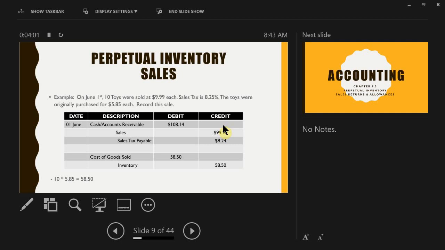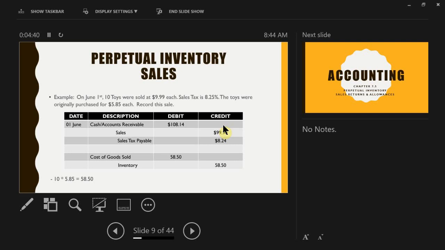I originally purchased a bunch of toys, and each one cost me $5.85. That's my cost of goods sold, or my cost per item. Now the question is, if I sold 10 of them, how much did it cost me to sell those items?